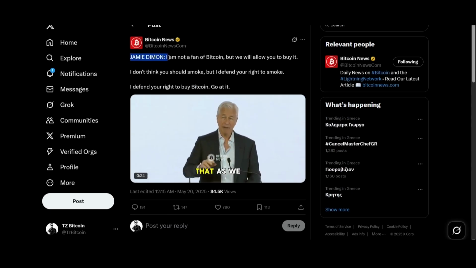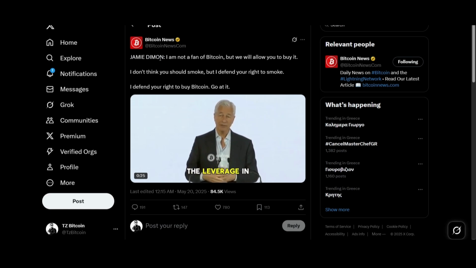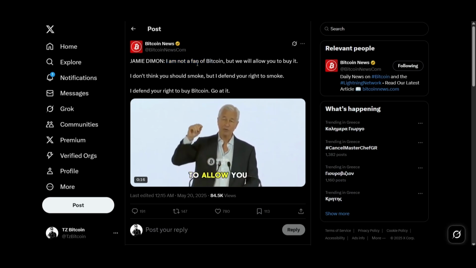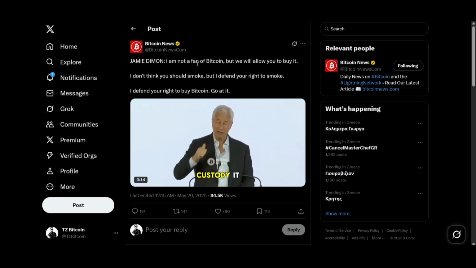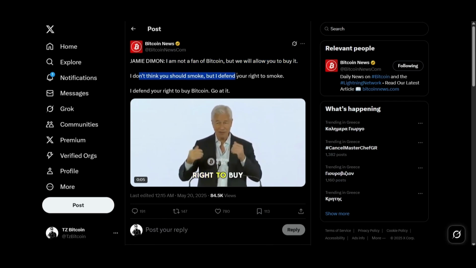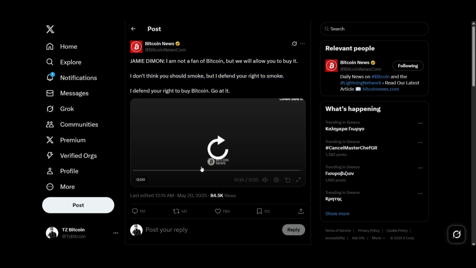Huge breaking news here that Jamie Dimon, who was a huge persona against Bitcoin, is flipping in favor of Bitcoin, and eventually everyone will be forced to accept Bitcoin because they don't have any other option. I'm not a fan of Bitcoin, but we will allow you to buy it. I don't think you should smoke, but I defend your right to smoke. I defend your right to buy Bitcoin. Go at it.